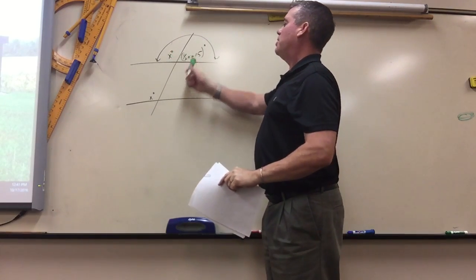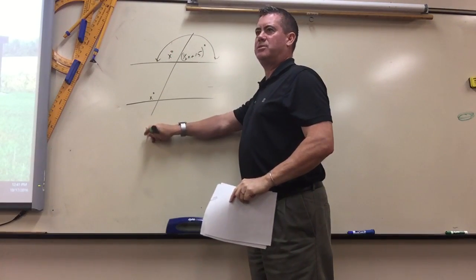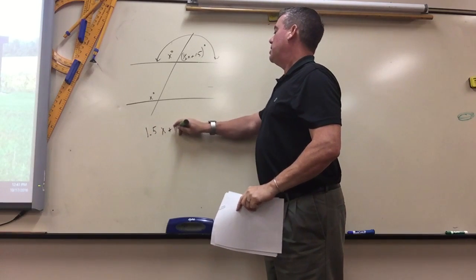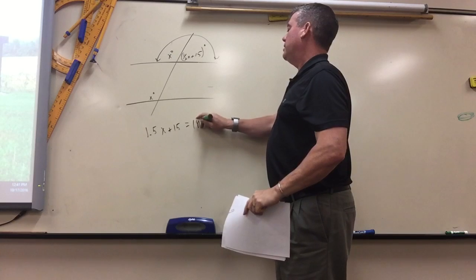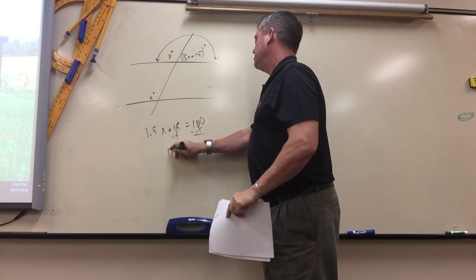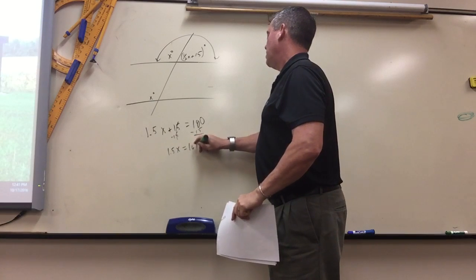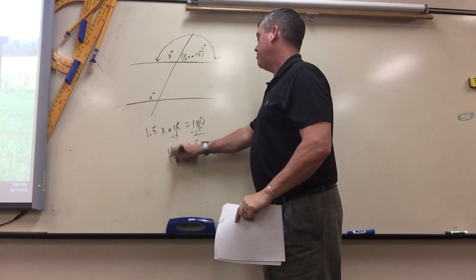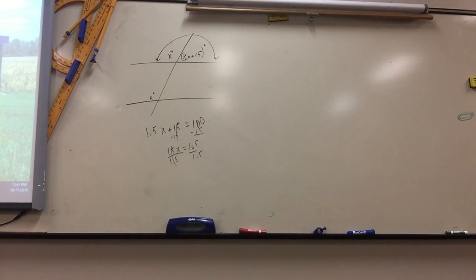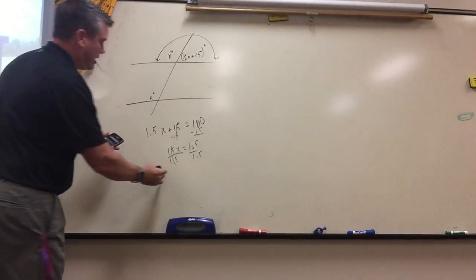So an X plus 1/2 an X is 1.5 X. It's always easier to make decimals, 1.5. Plus 15 has to equal 180. So you minus 15, and then divide by 1.5. So 165 divided by 1.5 is 110.